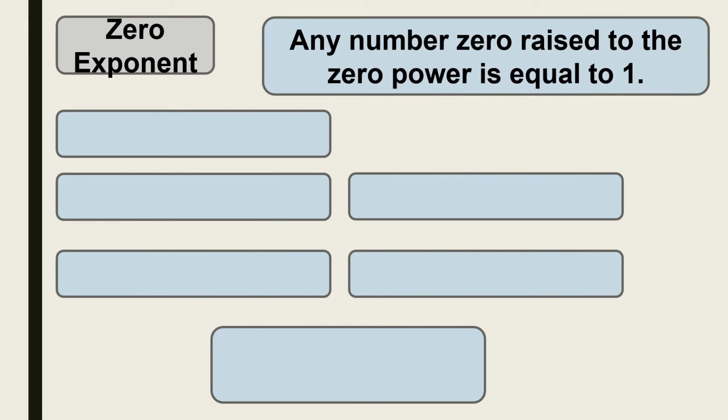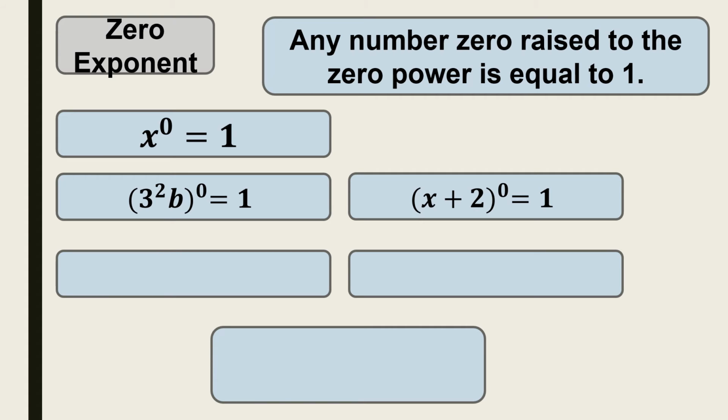Zero exponent. Any number raised to the 0 power is equal to 1. So as you may see here, x to the 0 equals 1. So 3 squared b raised to 0 equals 1 because there is a parenthesis. So x plus 2 raised to 0, that is 1. As you may hear, why did the teacher mark that only x has a raised to 0?